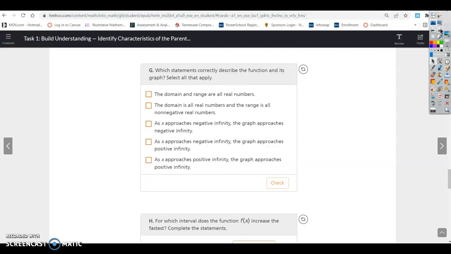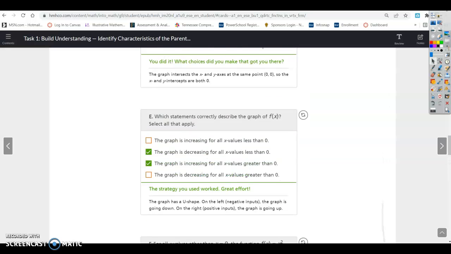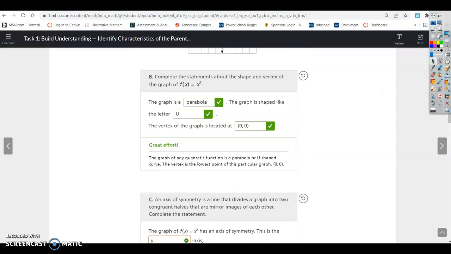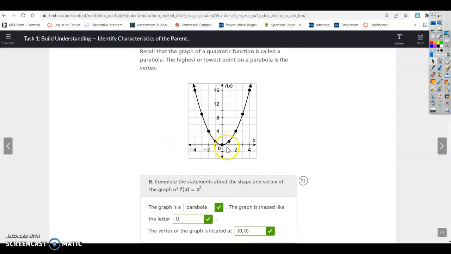Which statements correctly describe the function and its graph? Select all that apply. All right, the domain and range are all real numbers. The domain is all real numbers, and the range is all non-negative real numbers. Remember, the domain and range are your x and y values. The domain is your x, so what it does going to the left and what it does going to the right. If you look, it has an arrow going to the left. It's going up, but to the left continuously and to the right continuously. So the domain is all real numbers.